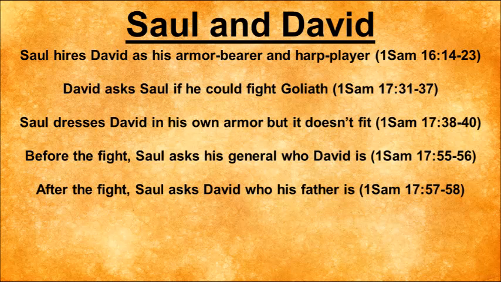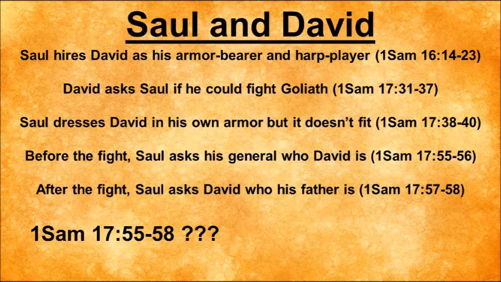Yet 15 verses later, as David is going out to fight Goliath, Saul asks his general who David is. And when David returns, David comes up to Saul, and Saul asks him who his father is. Why would Saul not recognize his own armor-bearer and harp player? Why would Saul ask who David is when he had just had a conversation with him about fighting Goliath? Why would Saul forget David's father when Saul had sent a letter to Jesse about hiring David?